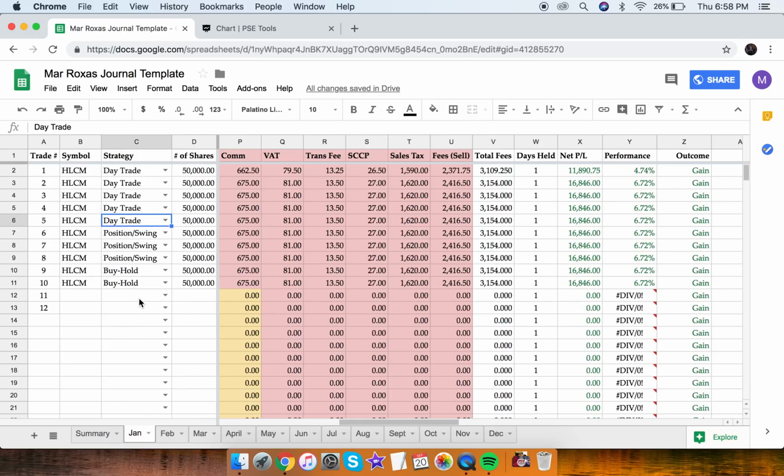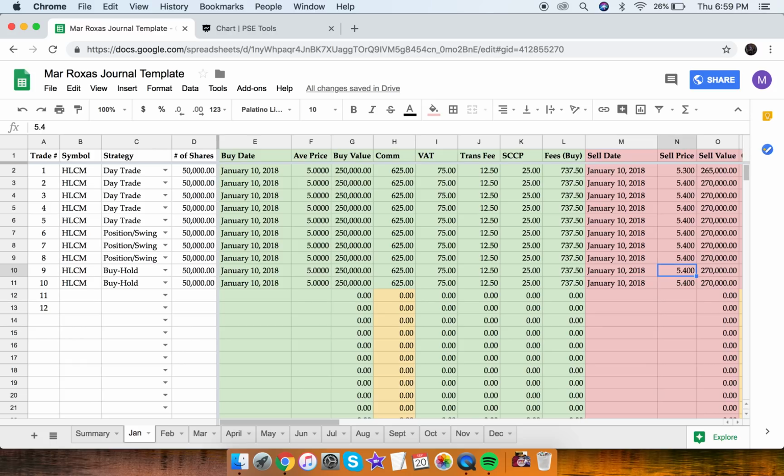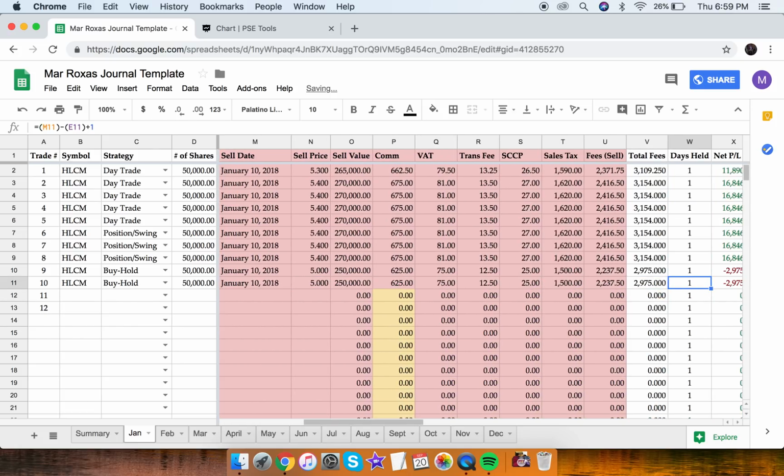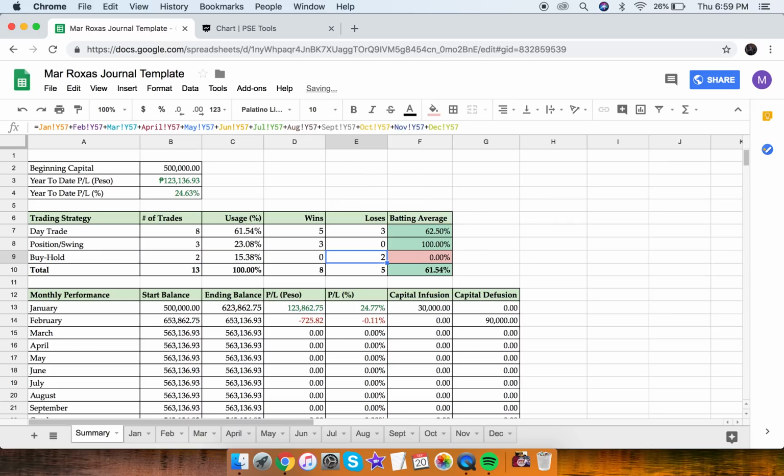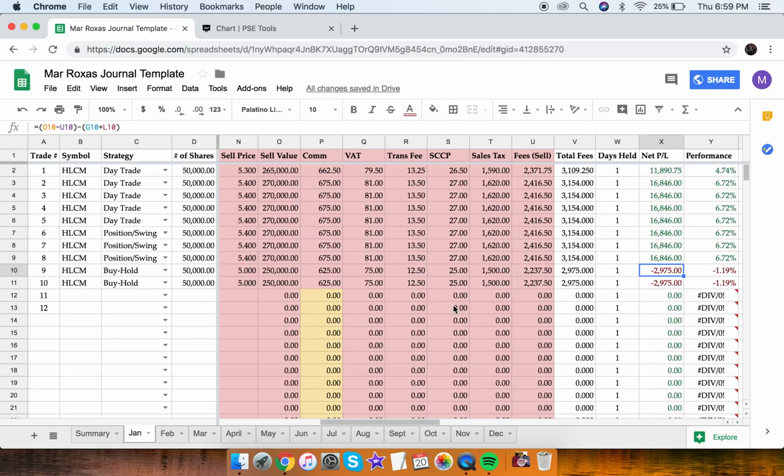So try natin baguhin. Dun sa buy and hold, kasi dati doon ako nasunog kaya hindi ko na inulit. Di na ako nag-buy and hold. Masakit sa mata eh. So sabihin natin si buy and hold natin ngayon is a losing trade. Yung 2 buy and hold na yan. Sabihin natin 5 ang buy price, sabihin natin 5 din ang benta natin. Automatic losing na yan. So you lost 2,900. Ngayon dito sa summary natin, yung buy and hold mo, wala ka ng wins, nasa loss na siya. So ang batting average mo is 0%. Of the 2 trades that you did, lahat yung talo. So yung batting average mo is 0%.